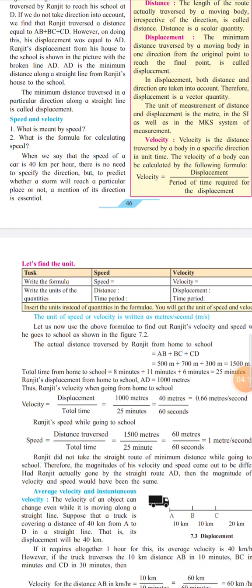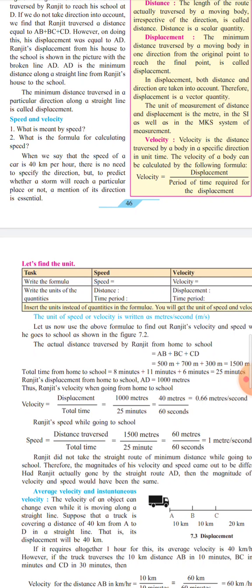Let's study the second subtopic, speed and velocity. When we say the speed of a car is 40 km per hour, there is no need to specify the direction. But when you are predicting whether a storm will reach, mentioning a particular place or a direction is necessary.